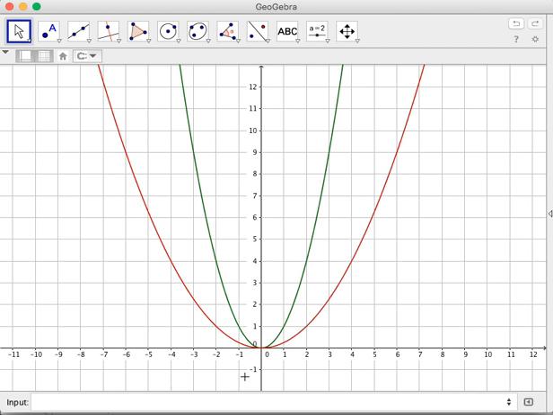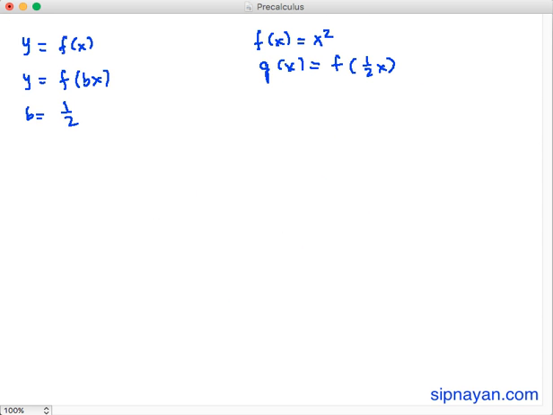Okay, so now, anong implication nito dun sa ating equation? For example, let's take this point 2, 4. This is a point on the graph of f of x equals x squared, di ba? So, we have a point 2, 4 doon sa graph ng f.